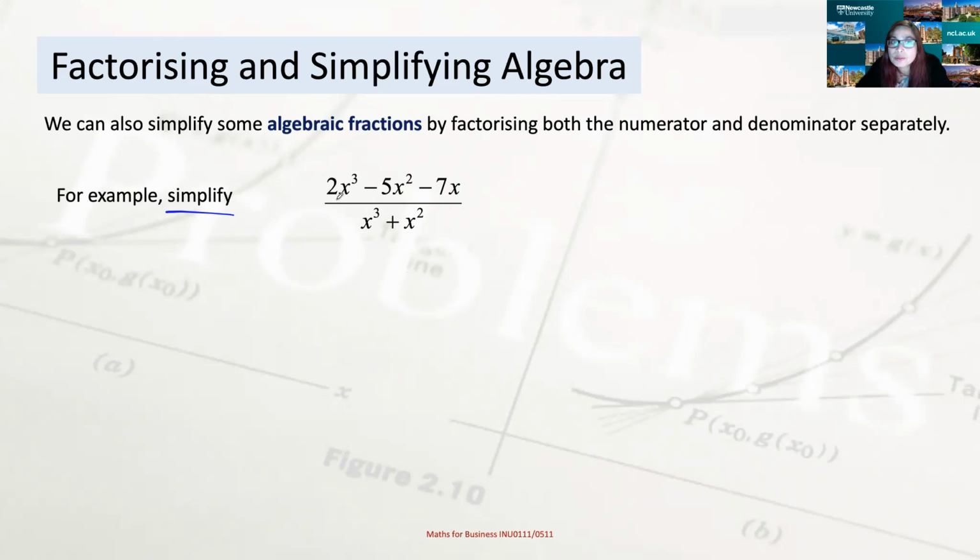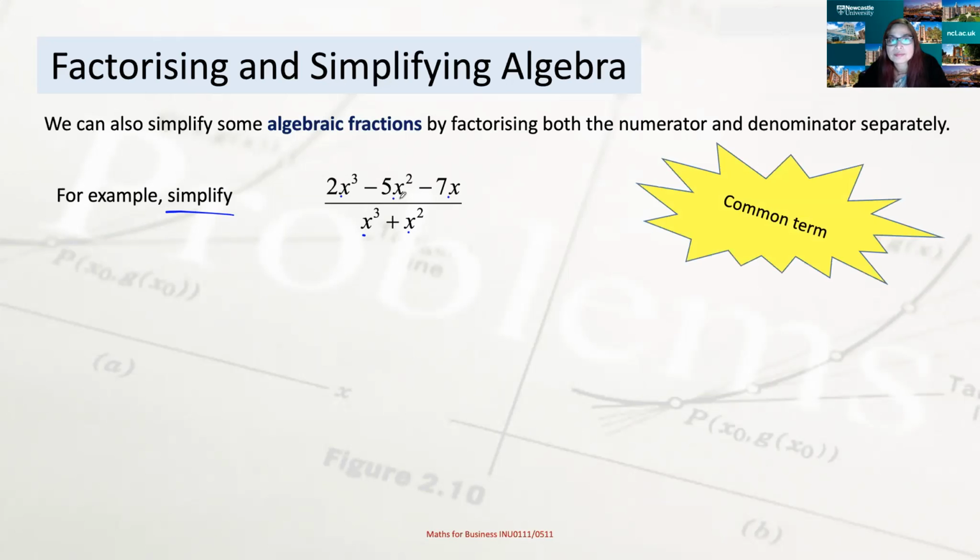Here, you can clearly see there are common terms. What can you do? You can factorize the numerator separately, factorize the denominator separately, and then simplify. So for that, look for a common term. I can see some common terms here: x in the numerator, x in the denominator. But I'm going to do it separately, numerator first and then denominator separately.